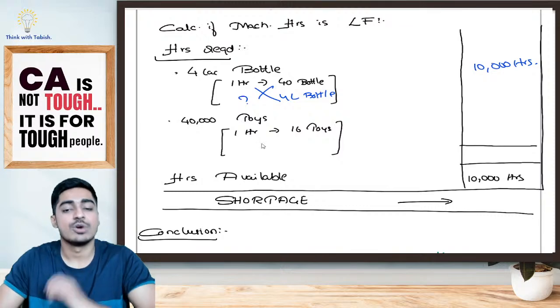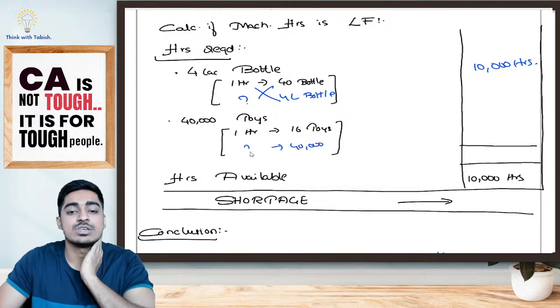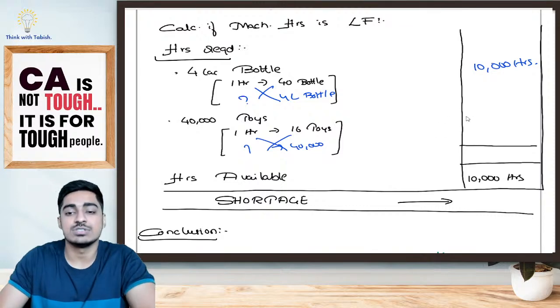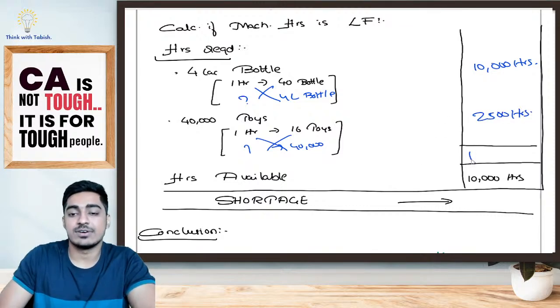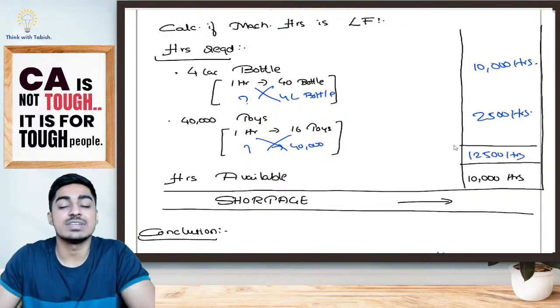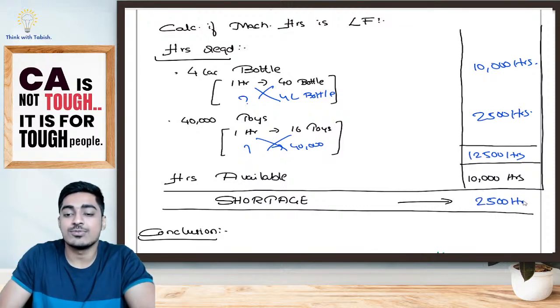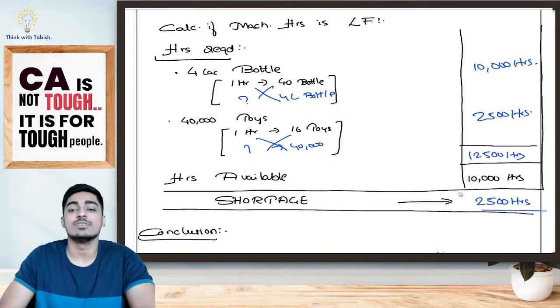Again for toys, in 1 hour we'll be in a position to produce 16 toys. So for 40,000 toys, how much hours is required? 40,000 divided by 16, 2,500. Now look at this. How much hours is required? 12,500 hours is required. But how much hours is available? Only 10,000 hours is available. That means there is a shortage of 2,500 hours.